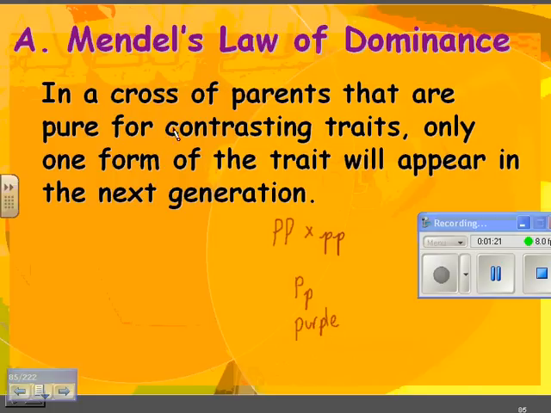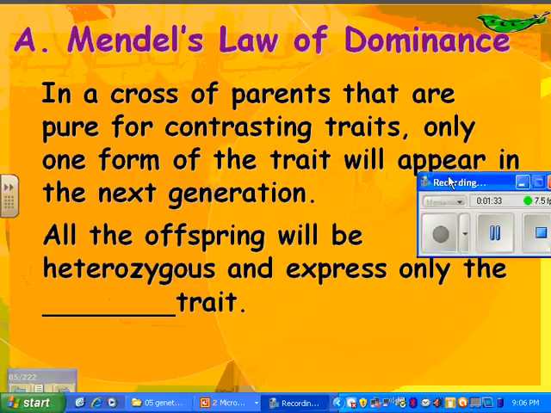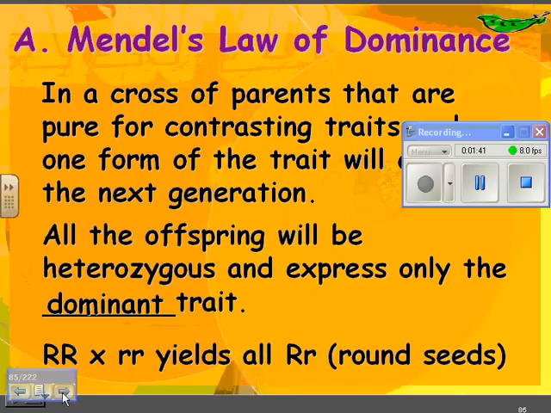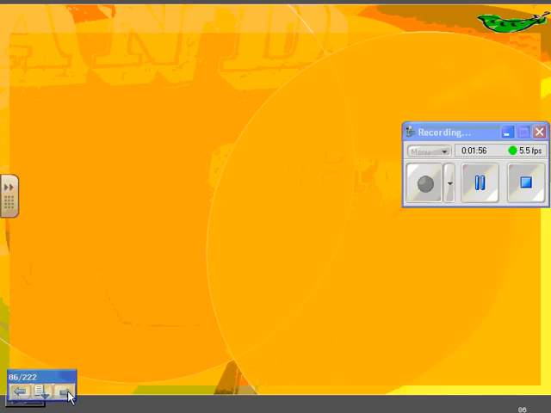So in a cross of parents that are pure for contrasting traits, as in that's pure for this color, that's pure for the other color, only one form of the trait will appear in the next generation. So they'll all be purple. All of the offspring will be heterozygous and express only the dominant trait. So this is dominant, that's recessive, and that was Mendel's idea. So big R mated with little r yields all big R, little r, and big R is for round. Every single one of these babies is going to yield round seeds, or be made out of round seeds.